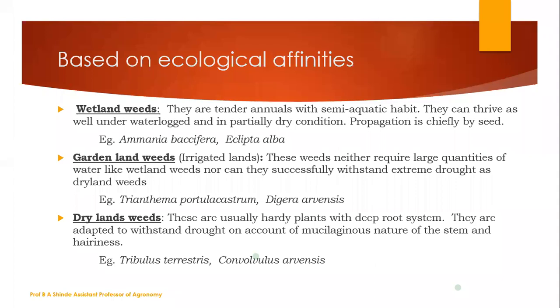Then the garden land weeds are there. Garden land weeds are those observed in irrigated lands and require a large quantity of water for their growth. Examples are Trianthema portulacastrum and Digera arvensis. Then the dryland weeds are usually hardy plants with deep root systems. They are adapted to withstand drought conditions also. Examples are Tribulus terrestris and Convolvulus arvensis.